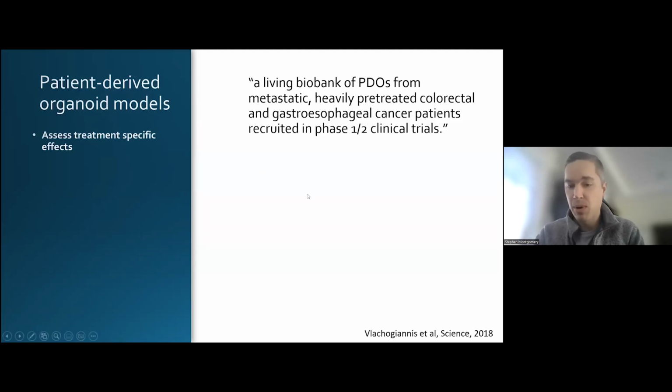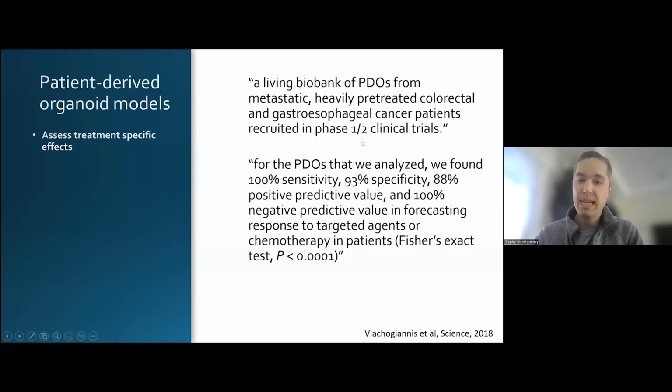And so one, I think, impressive study was in Science a few years back, where they were able to get patient-derived organoids from metastatic, heavily pretreated cancer patients recruited in phase 1 and 2 clinical trials. And they were able to show that for these patient-derived organoids, they could analyze therapies outside of the context of the patient. And they were very effective in predicting the ultimate response to different agents and chemotherapy. So we can imagine how these types of models might exist side by side with different individuals in the future.